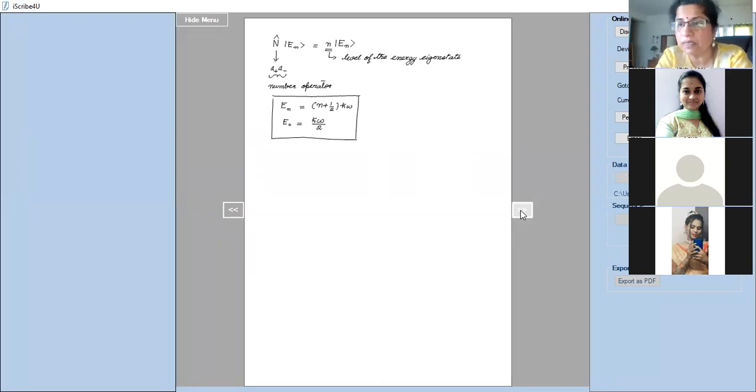And what makes sense to me? Energy makes sense to me. Position makes sense to me. Momentum makes sense to me. Okay. Now question is, can you calculate things like position and momentum using ladder operators? And the answer is yes.